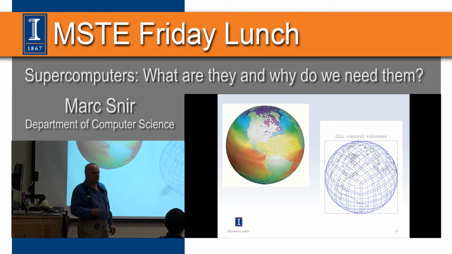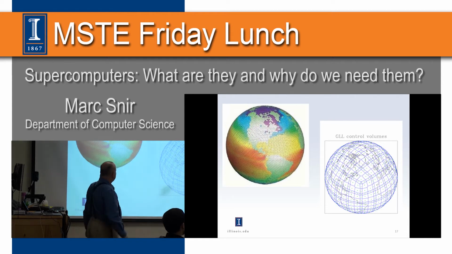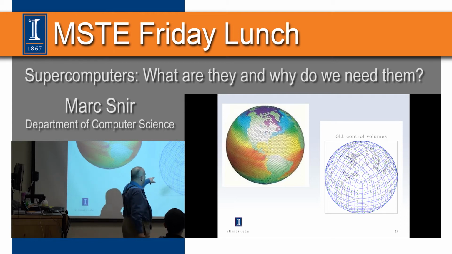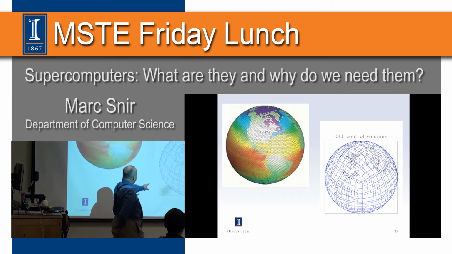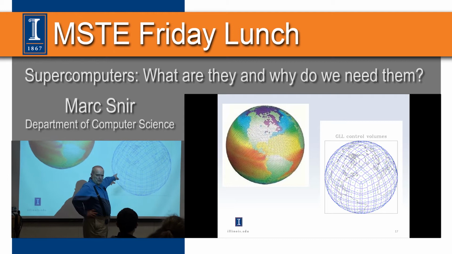Here is the type of meshes people are using now for atmospheric simulation. Older codes were using longitude-latitude, which has a problem that you have a singularity at the pole. Things get smaller and smaller. Newer codes are trying to cover the surface of the Earth with cells which look more or less the same. Can somebody see how this one was built?